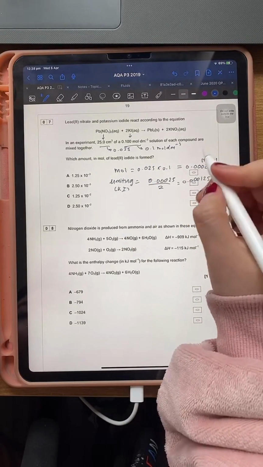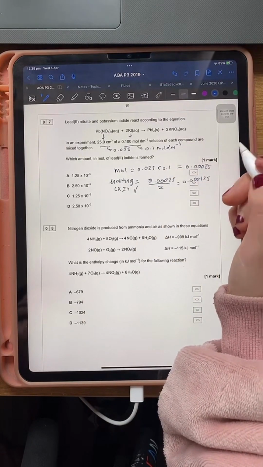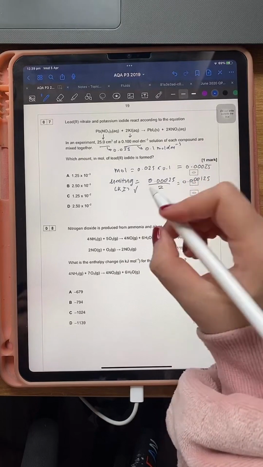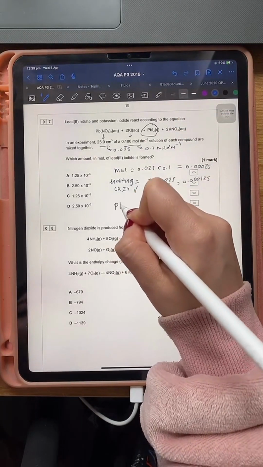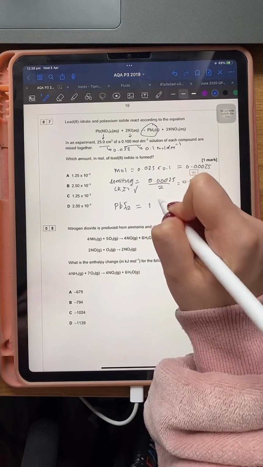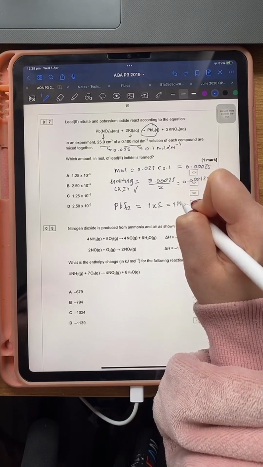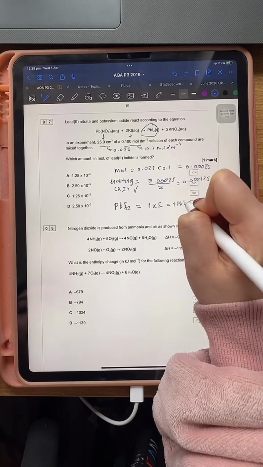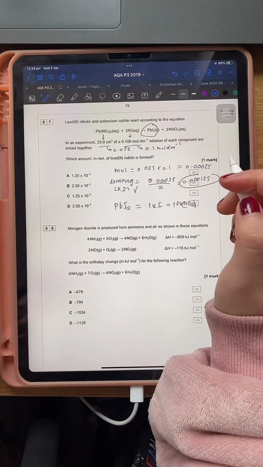And so the moles of PbI2 will be the same. PbI2 is equal to a singular KI, which is also a singular Pb(NO3)2. And so the answer is that, which is 1.25 times 10 to the minus 3. And that's that one.